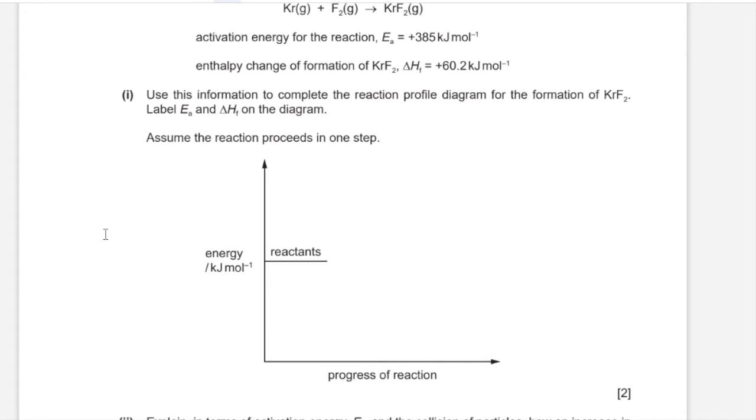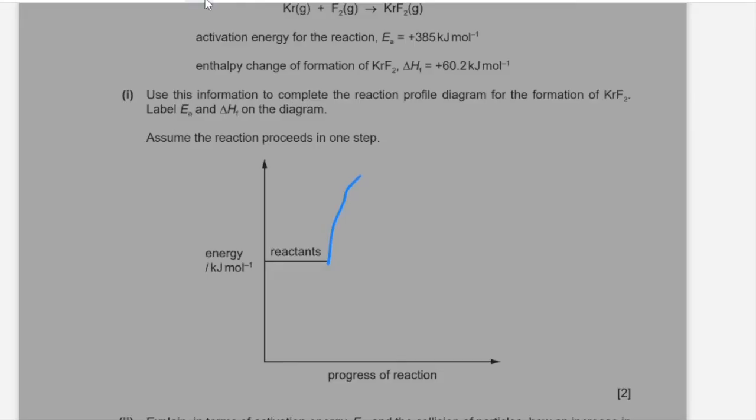1. Use this information to complete the reaction profile diagram for the formation of krypton difluoride. Label the activation energy and enthalpy change of formation on the reaction, assume the reaction proceeds in one step. A value of activation energy greater than the value of reactants, as well as greater than the value of products. And the products would be at a higher energy level than the reactants, so that would be here.